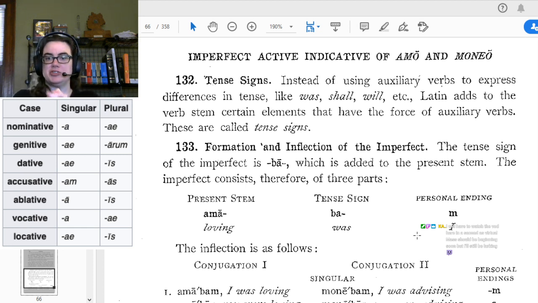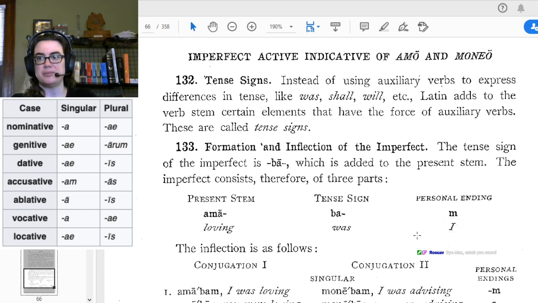Latin verbs conjugate. When they're in a certain person, number, tense, voice, and mood, parts of the verb change so that we know what's going on.